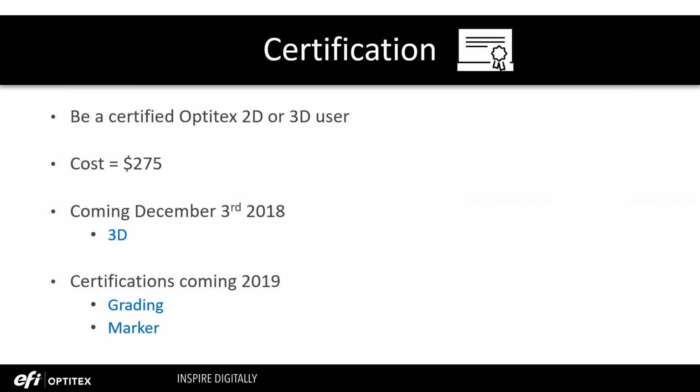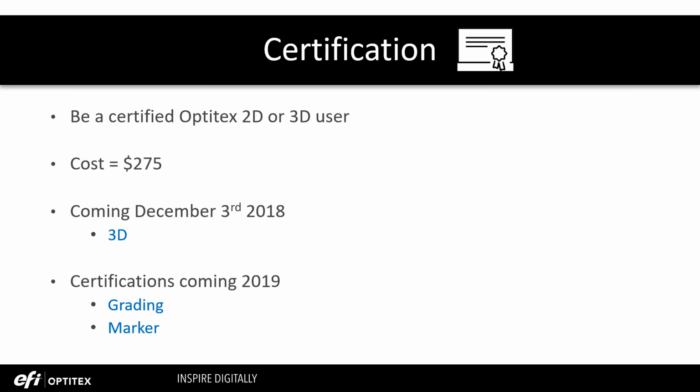So first is the certification. We do have a certification program. If you'd like to be a certified Optitex, either 2D or 3D user, you can take one of our certifications. The cost is per certificate. It's $275 US. Right now, we have a 2D certification, but beginning on December 3rd, which is Monday, we will also offer a 3D certification. So that's an individual cost.